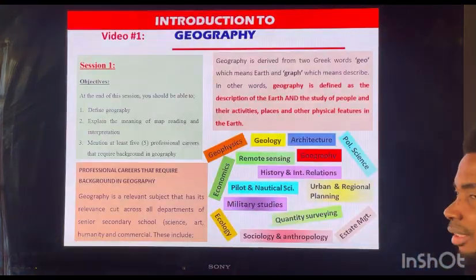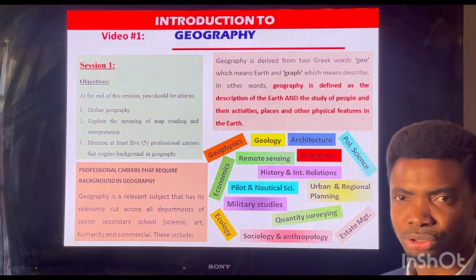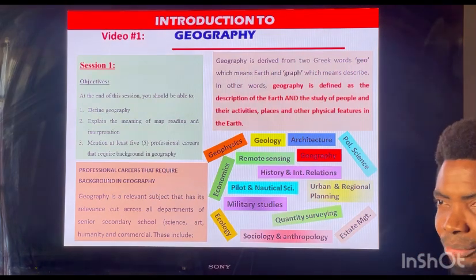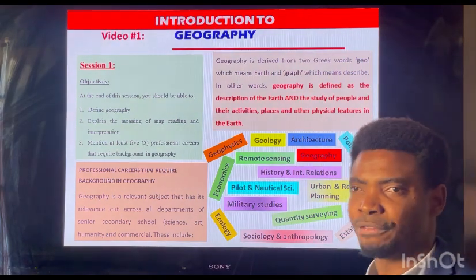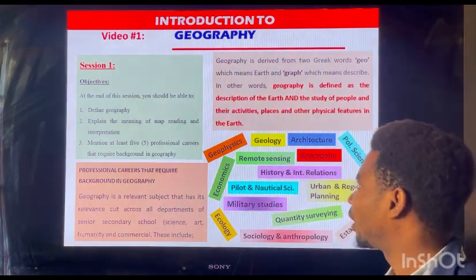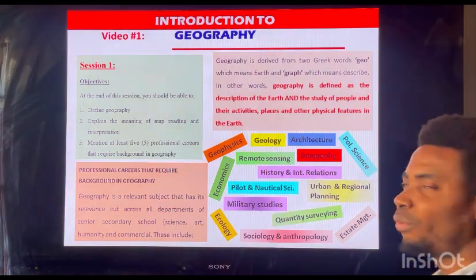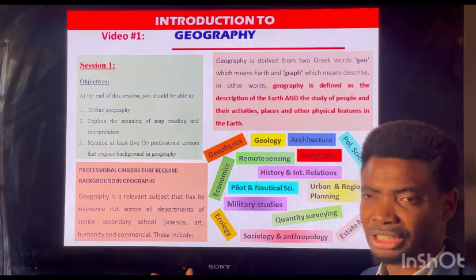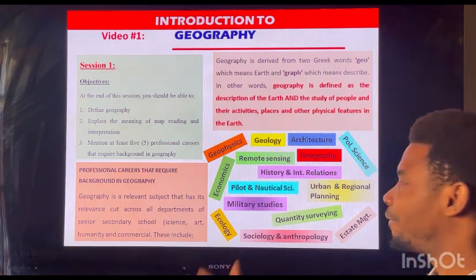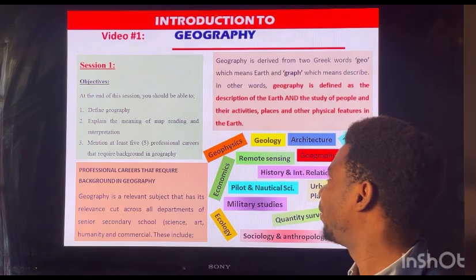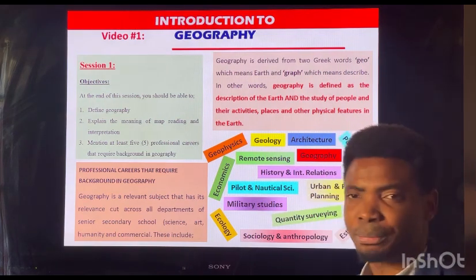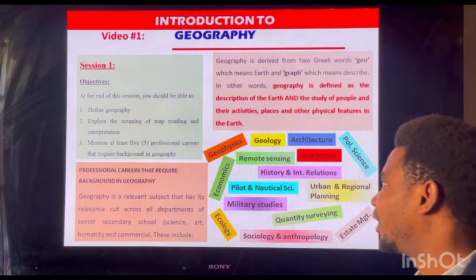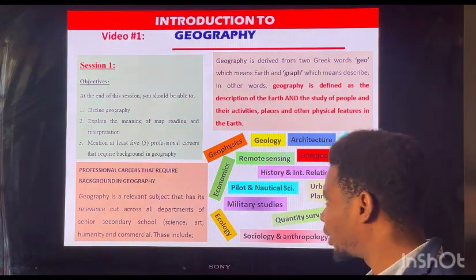But before then, let me introduce geography to you for the sake of those that may not have some basic background in geography. So the objective of this session is that at the end of this session, you should be able to define geography, explain the meaning of map reading and interpretation, and mention at least 5 professional careers that require background in geography.